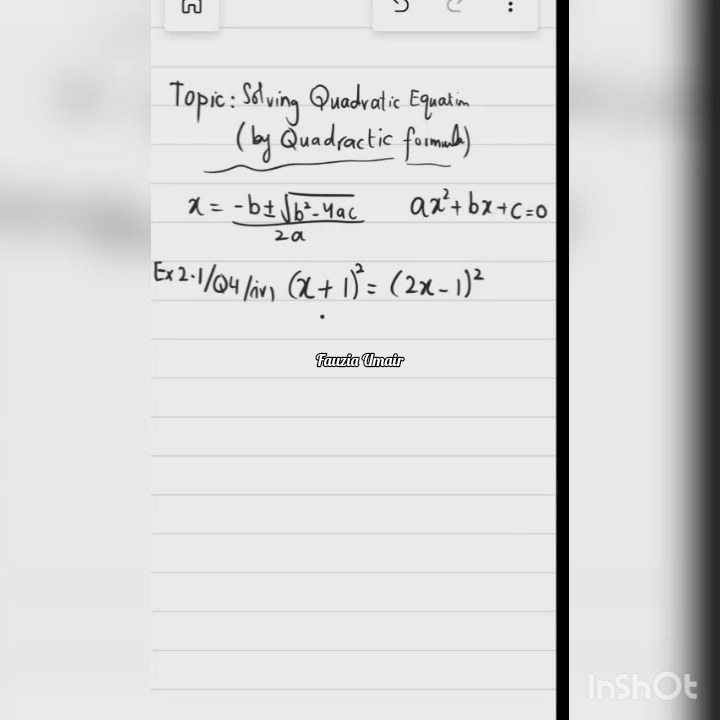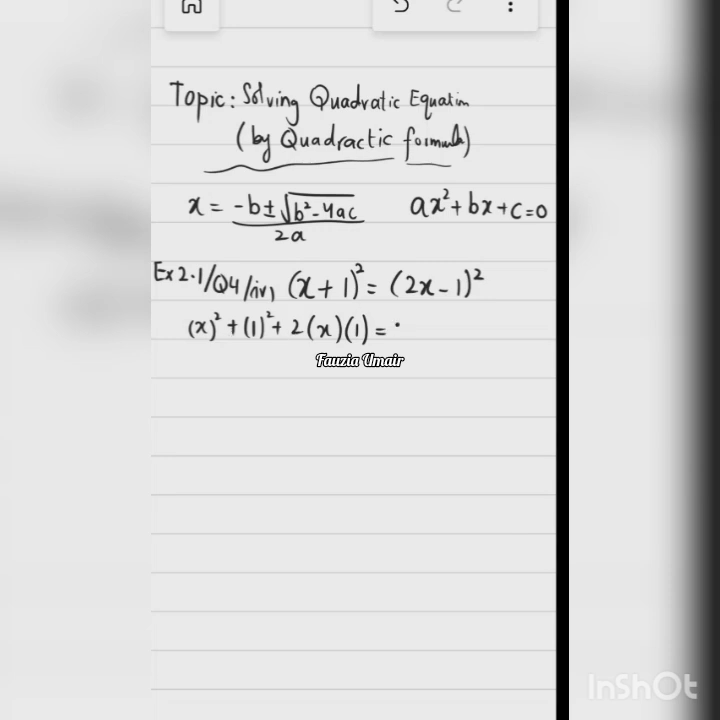So for this, what do we need to do? We need to open the squares. So this is a plus b whole square. So what is this equal to? A square plus b square plus 2 into a into b. Are you clear now how we have expanded it? A plus b whole square.